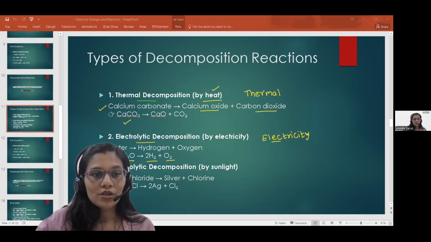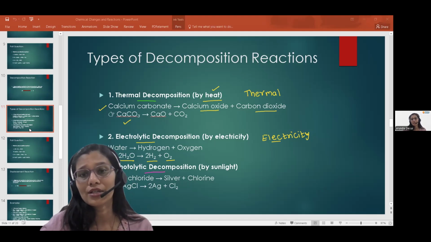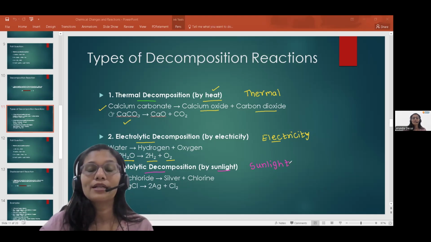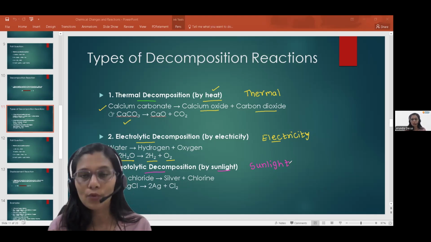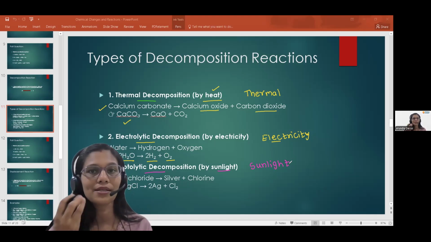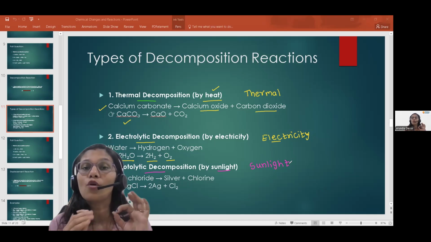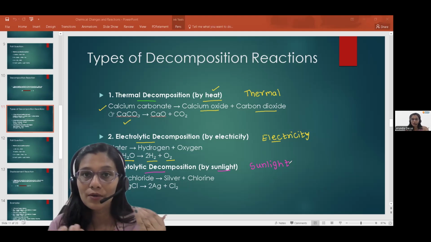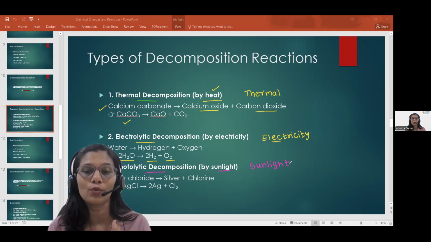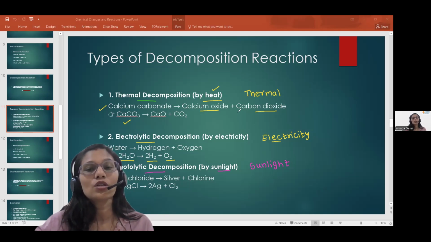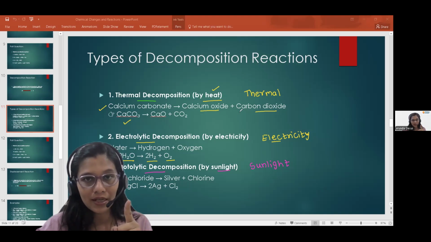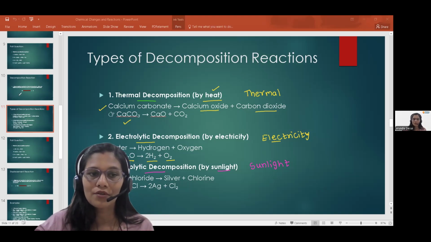Similarly, photolytic decomposition reaction. In case of photolytic decomposition, the reaction takes place in presence of sunlight. For example, silver chloride or silver bromide, when exposed to sunlight, decomposes to form silver and chlorine. If it is silver bromide, it will decompose to form silver and bromine. Okay, so these are the three types of decomposition reaction: thermal decomposition reaction, electrolytic decomposition reaction, and photolytic decomposition reaction.